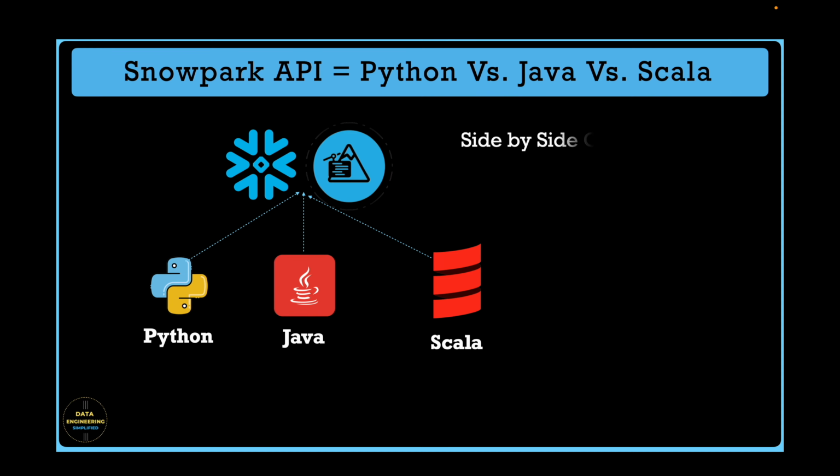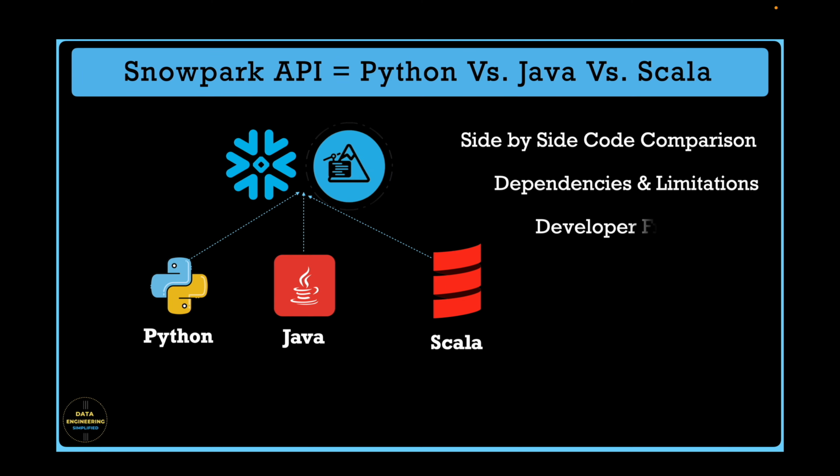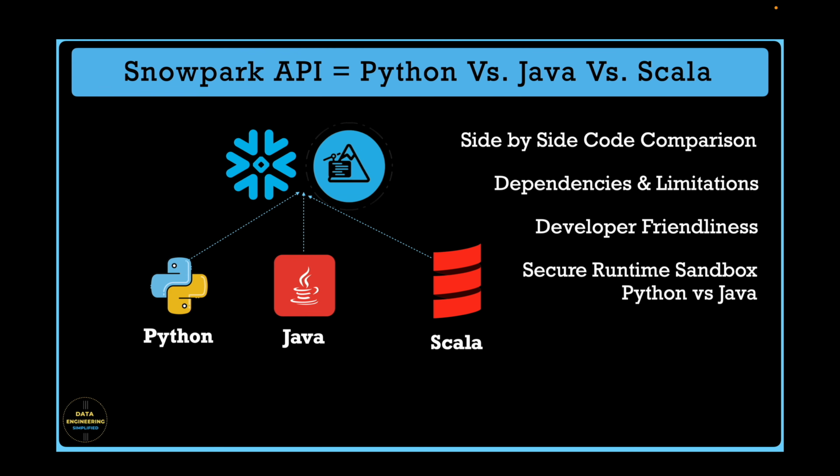We will see the simple code snippet of Python versus Java versus Scala Snowpark program, some of their dependencies and limitations. We will talk about developers' friendliness with respect to setup, specifically setting up IDEs for Java or Scala, secure runtime sandbox for Python versus Java versus Scala, and a very high level architectural concept. Built-in Anaconda packages for Python secure sandbox, and how does it reduce the dependency management overhead.